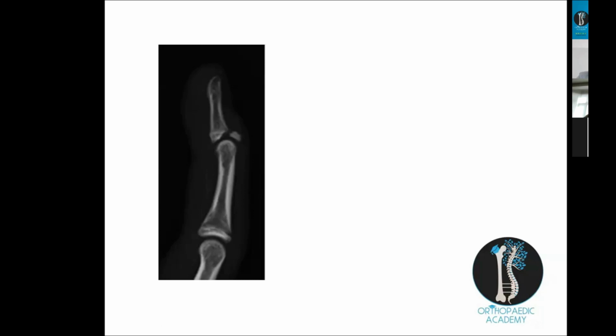Okay, and if I say the other way around, would you agree? Can you see that? I don't know if you can see the arrow here. If you draw a line like that here, this line should be going to the phalanx here. So yes, the distal phalanx has subluxed volarly as well.